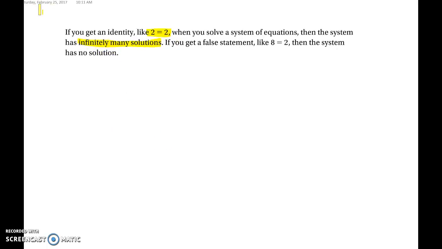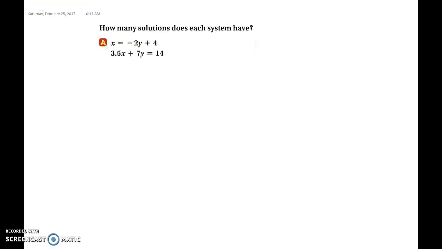If you get a false statement, 8 equals 2, which we know is not true, then that means there is no solution. So no matter what we substitute in, there will never be an x and a y value that satisfy both at the same time. All right, so let's go ahead and do a couple of these questions. How many solutions does each of these have?